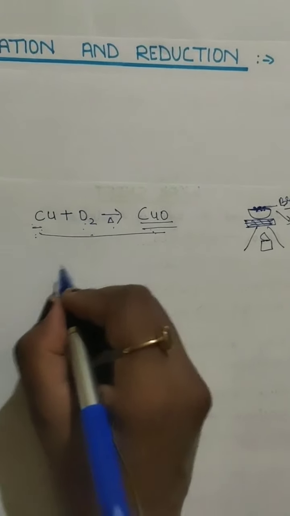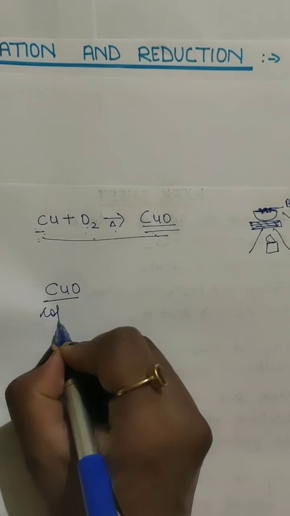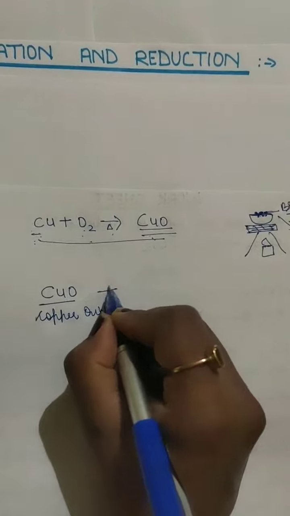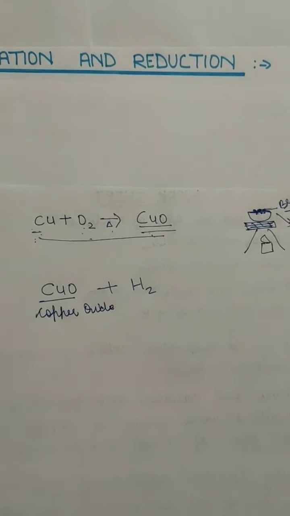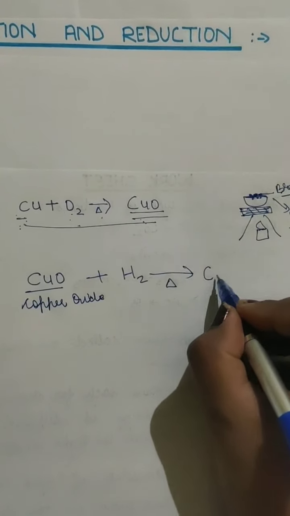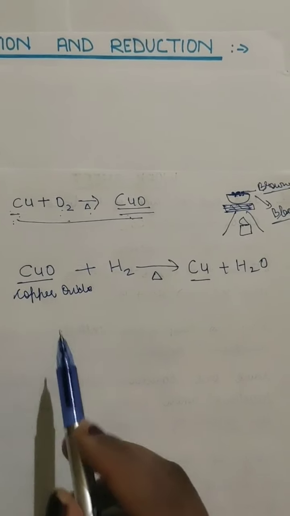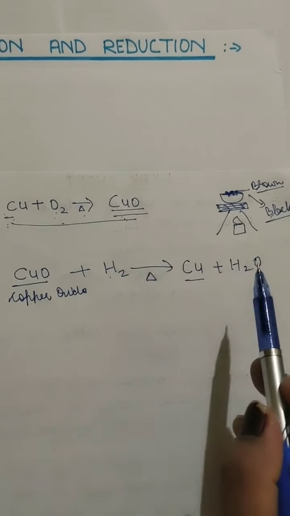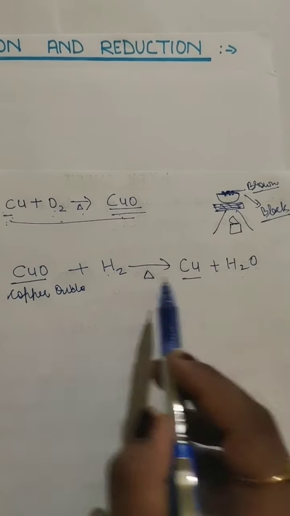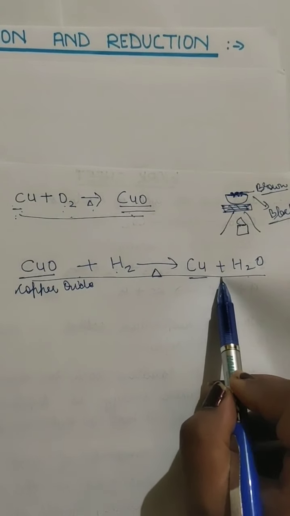After this, when copper oxide is again treated with hydrogen, if we pass a lot of hydrogen over this copper oxide and again heat it, it will convert back to copper, and along with that water vapors are removed. So this hydrogen combined with this oxygen produces water, and this copper oxide turned into copper. So this reaction is an example of both oxidation and reduction. I will explain to you how.